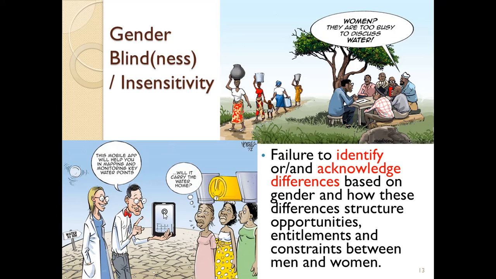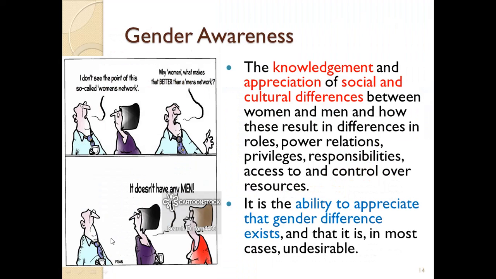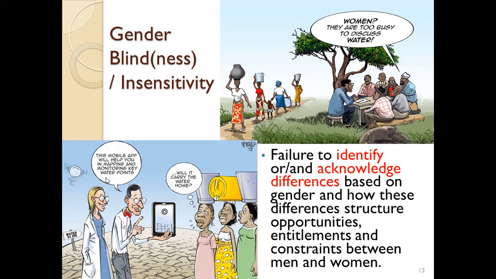So here you have another example of gender insensitivity, where you have evaluators who have come to this community with some high tech. First of all, you see water is 35 kilometers ahead, and the evaluator is saying this mobile app will help you to map and monitor key water points.